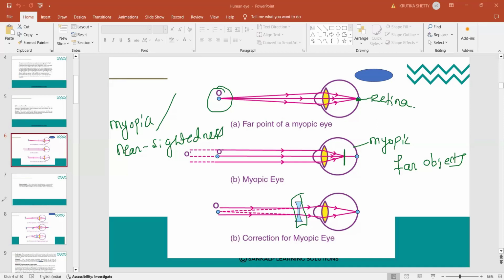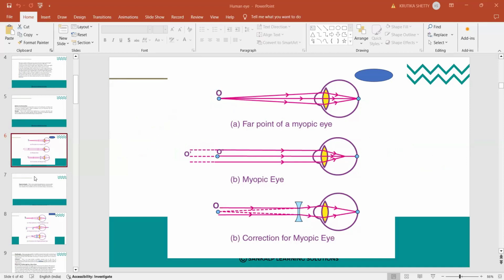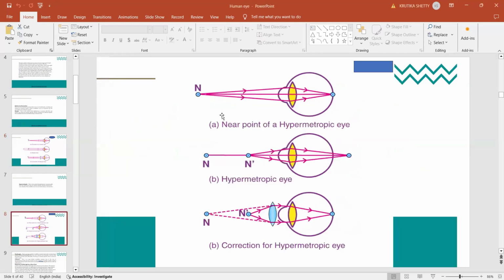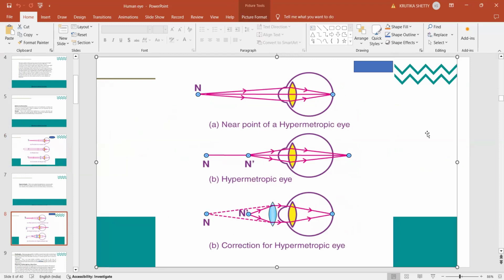Okay, let us go for the next point. Hope it is clear to you. The next one, that is the hypermetropic condition. So this is also called as far-sightedness. You have understood the first one, so you can understand the second one. See, observe the figures.